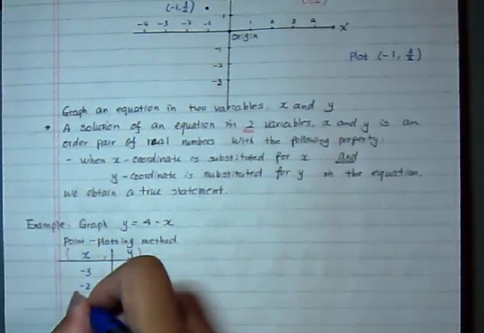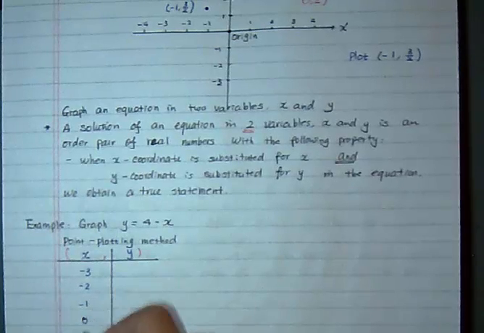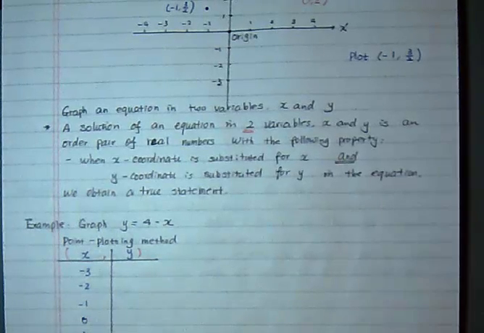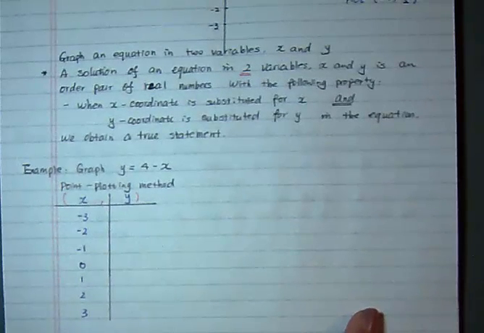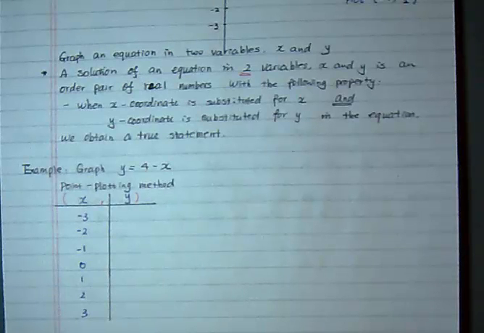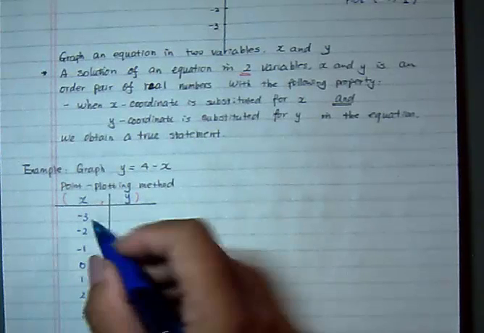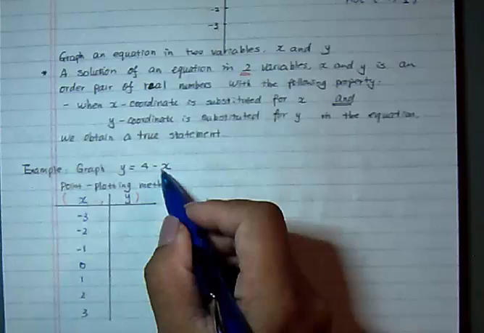-2, -1, 0, 1, 2, 3. I'm just thinking about the way on the x-axis. You can find some decimal or fraction as a practice, but in graphing we prefer the integers. So if x equals -3, substitute into these equations.